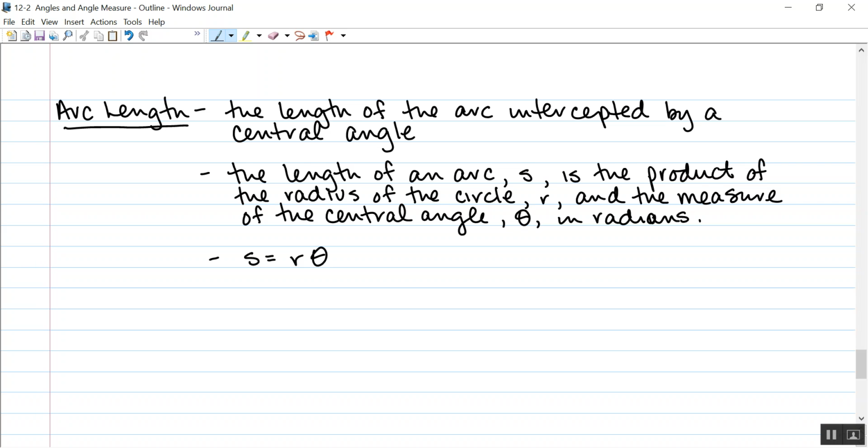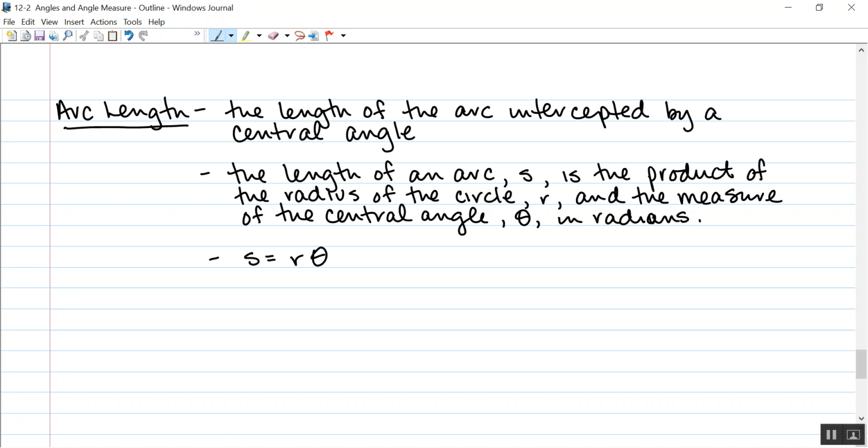The way I like to think about this is a central angle is like a slice of pizza. Okay, the arc length is represented by the crust of that slice of pizza, and it's how long that is, not how many degrees it is or how many radians it is, but how many inches or millimeters or feet or whatever, the length of that pizza crust.